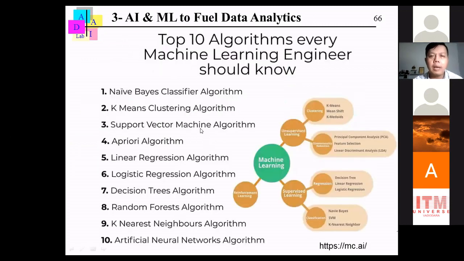And here are the top 10 algorithms you should know as an engineer. The first is naive Bayes, the second is K-means, the third is support vector machine, and the fourth is the Apriori association rule. The next is linear regression, and after that logistic regression, decision tree, random forest, KNN, and artificial neural network. We will talk about it later.